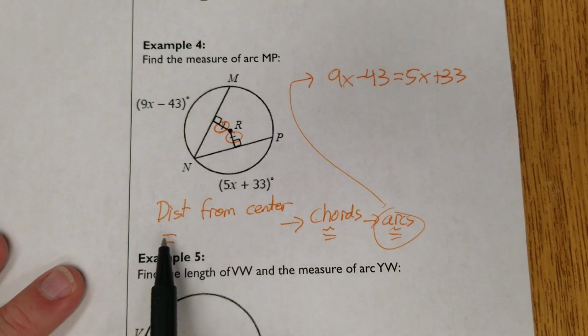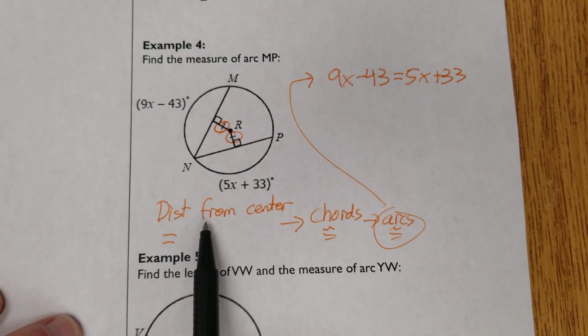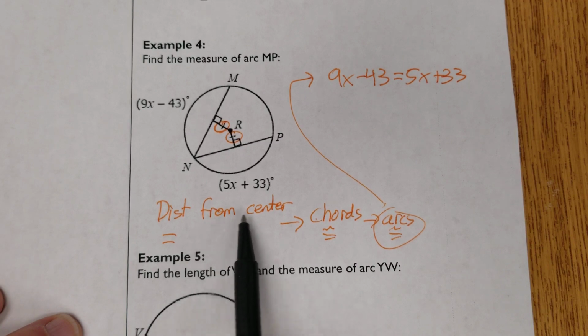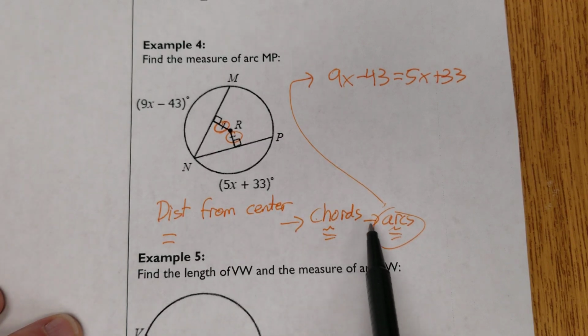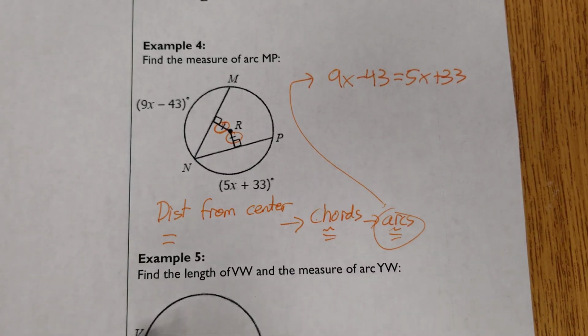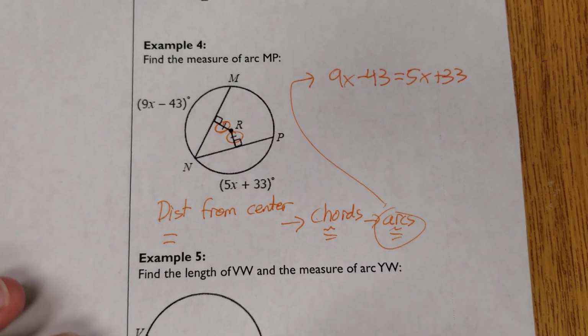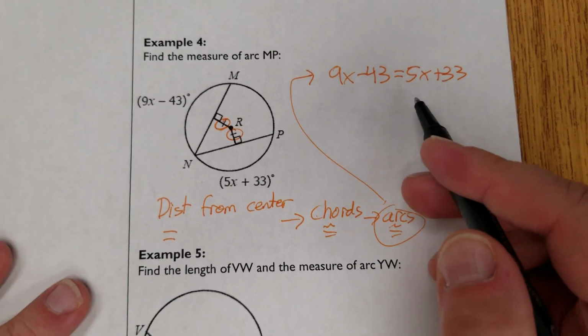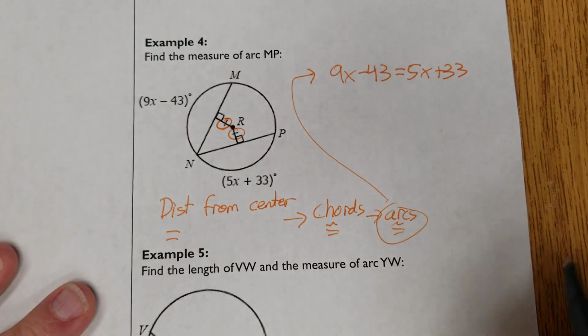It's just a matter of working through the logic. I was given distance from center being the same, so the chords are the same, therefore the arcs are the same. Whichever one you have, you can work your way through to connect it to all of the others. Now up here, let's work this out. We need our value of x to go solve our question.